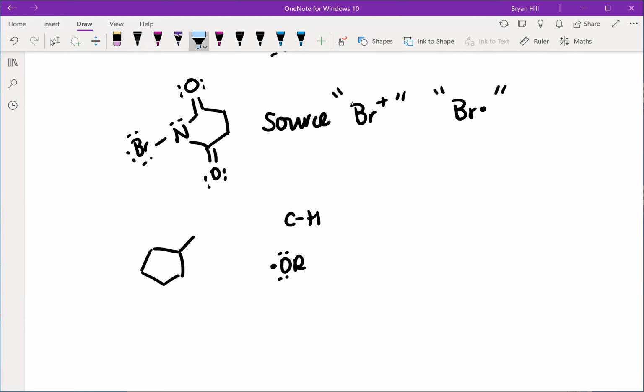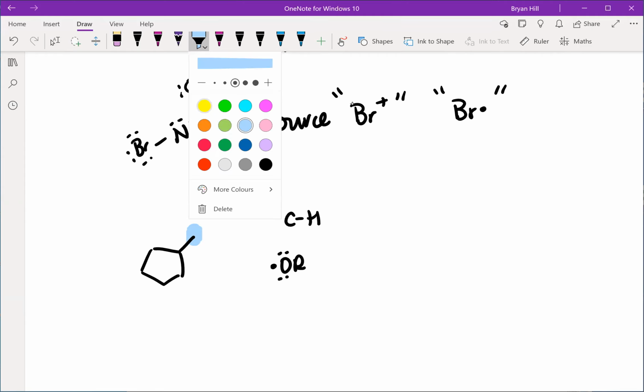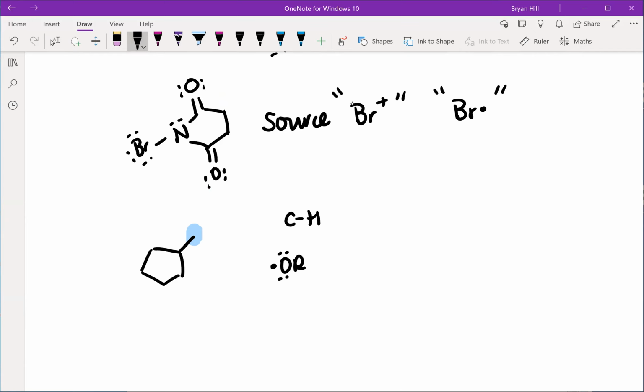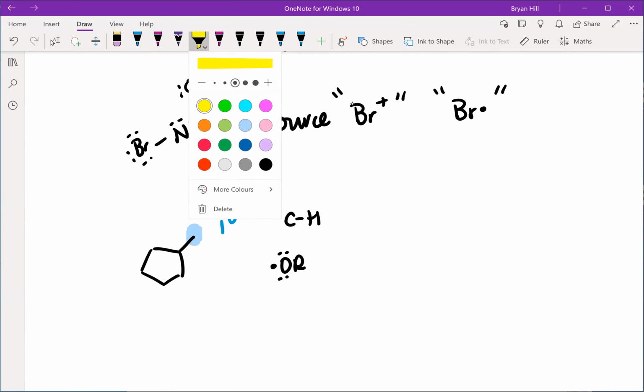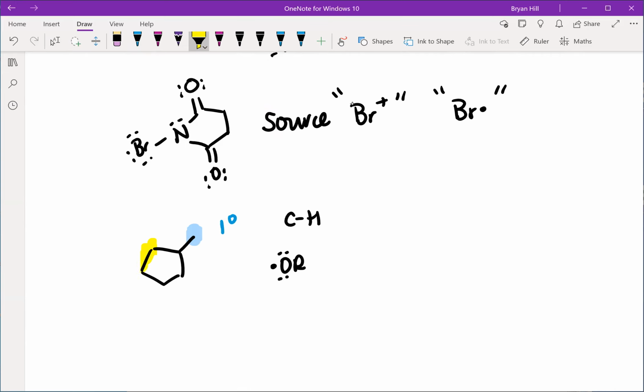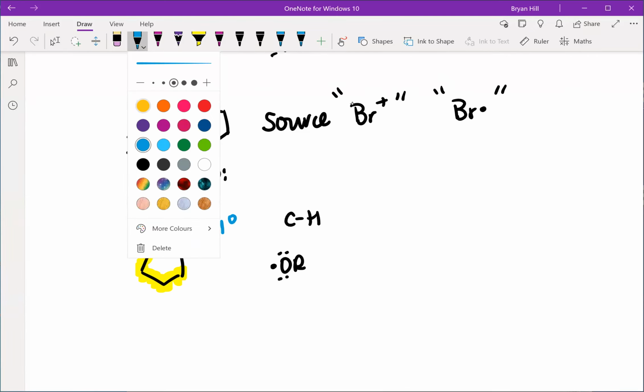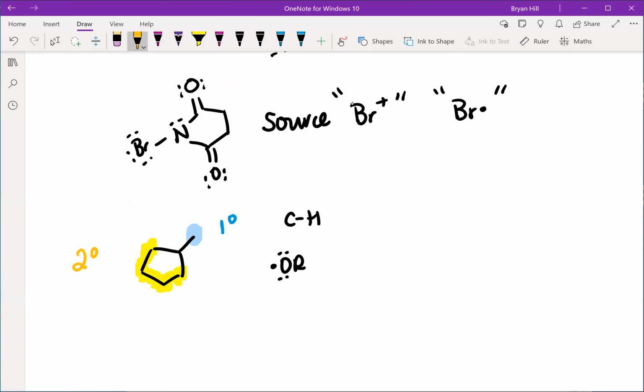So we've got 3 here on this carbon, which is a primary carbon. So this would be primary. We've got a series of these carbons here, which are all secondary. So we'll draw that secondary. And we've got 1 carbon, which is green, tertiary.